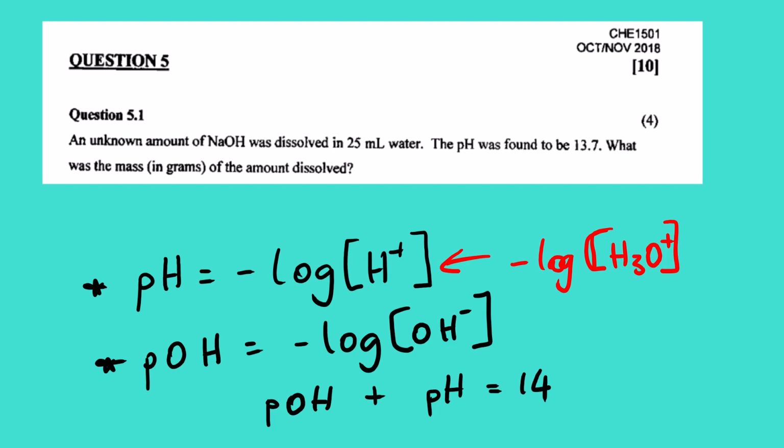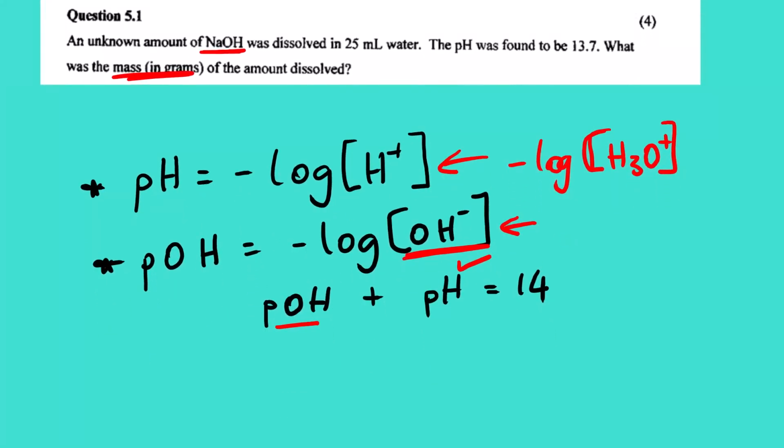Now looking at the scenario, we can see that we are dealing with a base. So we associate the base with pOH. Now in this equation we are given this. So what we need to do, we need to find pOH, and then after finding pOH, we are going to use this equation to find our OH concentration. Then from there we work out this question going up until we find the mass in grams. That is the aim.